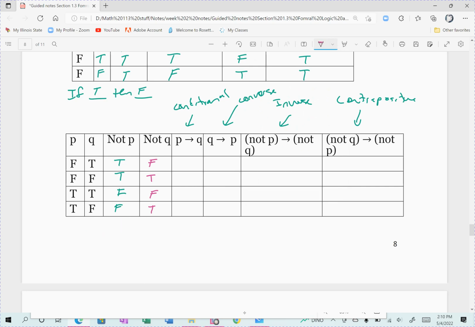Alright, so the conditional first. The conditional looks at P as the premise, and then Q is the conclusion. So again, the only time it's false is when P is true and Q is false. So I look for the case where P is true and Q is false, well, that's this example. P is true, Q is false, and so that's the only time the if then is false. So then the rest of that's true.